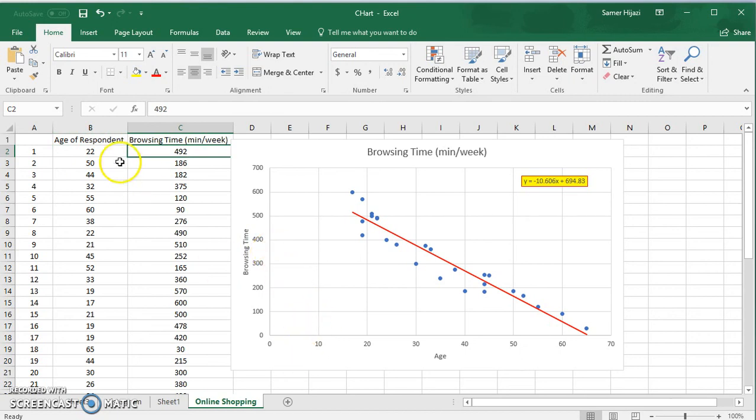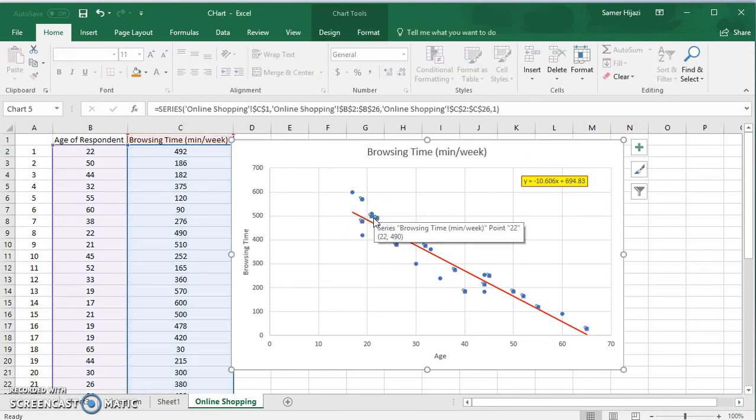So to see this point on the graph, this is 22 and this is 492. So this point over here is our point.